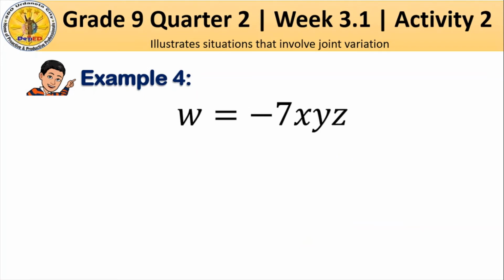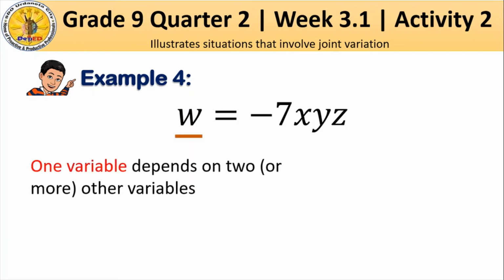For the fourth example, w is equal to -7xyz. Let us see whether this variation equation satisfies the following. One variable depends on two or more other variables. Obviously, the given variation equation satisfies this criteria. Since there are three independent variables in this example, it is in the form of x, y, and z.